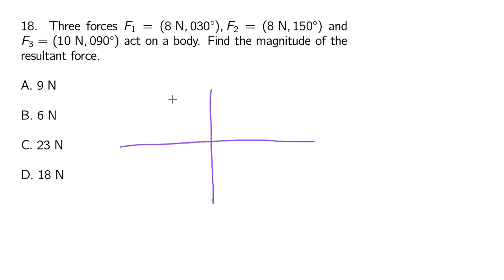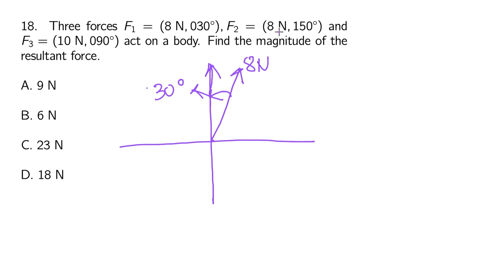All right, we have the first force, F1. It's 8 Newton, and the angle it makes, we start counting the angles from the true north. So here it makes an angle of 30 degrees with the y-axis. So this angle is 30 degrees. Let me write it, 30 degrees. So this is F1, is 8 Newton.